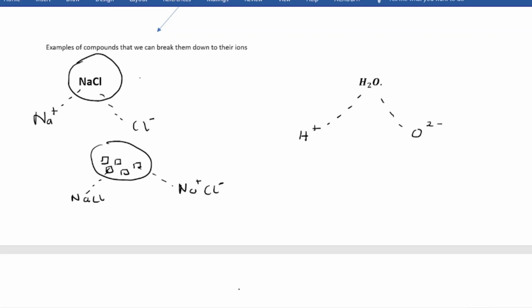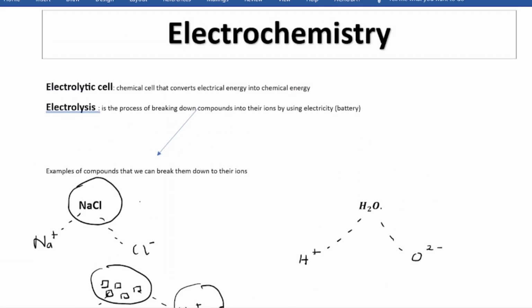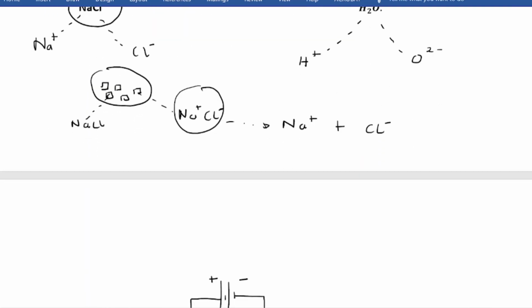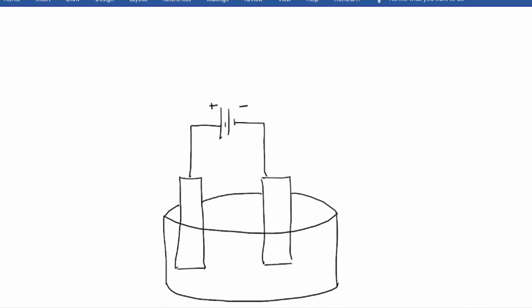Now, to separate these two into their components, which is simply sodium plus and chlorine minus, is not that easy, but it requires the usage of electricity. That is why we are going to use the battery. The battery will act as a source of energy, providing us with electricity. So now let's look at the simple setup of an electrolytic cell. This is an example of an electrolytic cell.